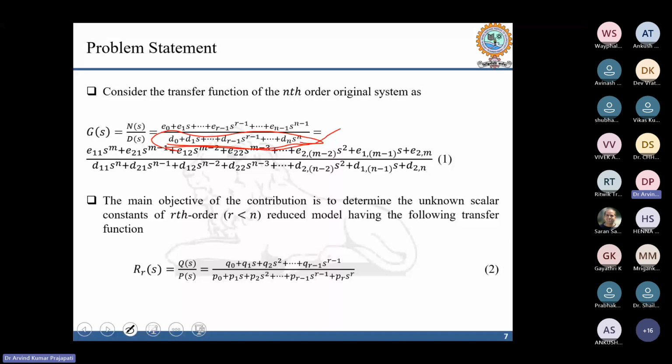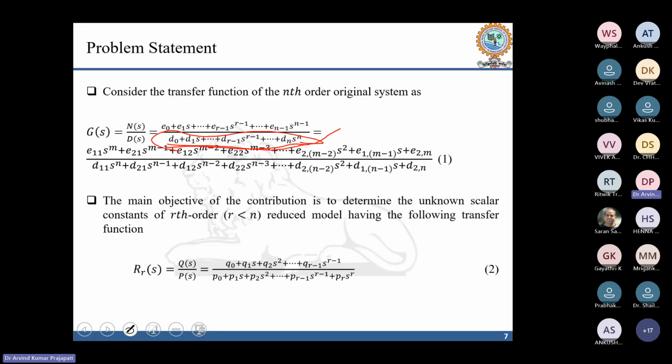So how can you comment whether the system is stable or unstable? You can use a model order reduction technique. Convert the system which is having more than order 3 into a second order or third order system, and then you can determine the poles of the system, and according to the poles you can comment whether the system is stable or unstable.